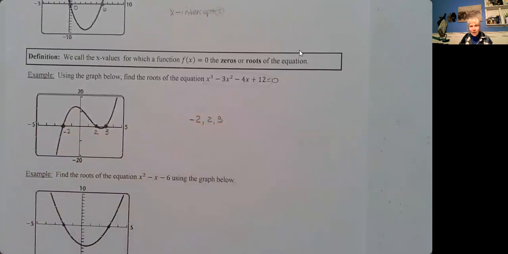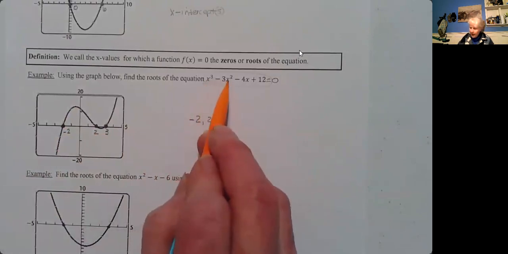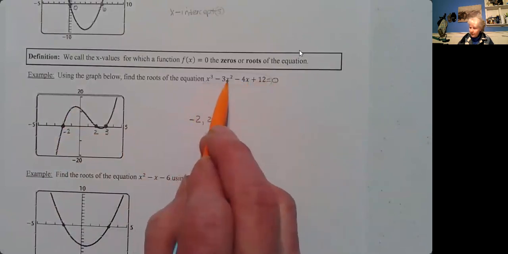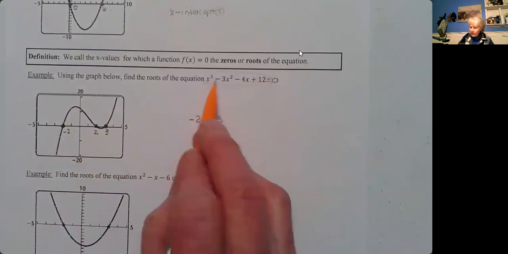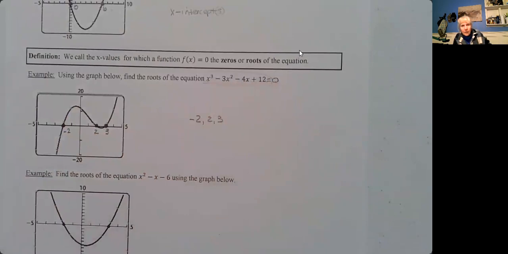So if you were to factor that, you would have these 3 solutions. If you put in a -2 for x, you're going to get a 0. If you put in a 2 for x, you're going to get a 0. If you put in 3 for x, you're going to get a 0. Those are the zeros of the function. Let's look at another one.